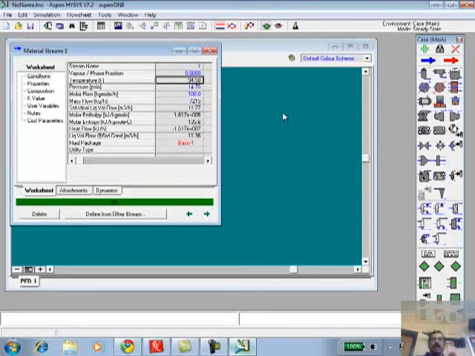Now, I have a question for you. For this particular stream, I want to know its bubble point temperature. How can I get it?